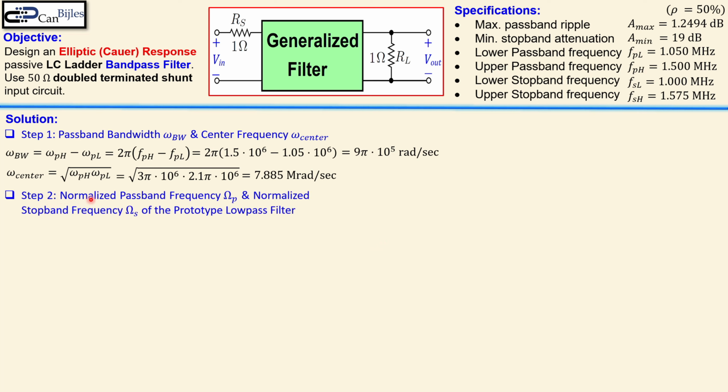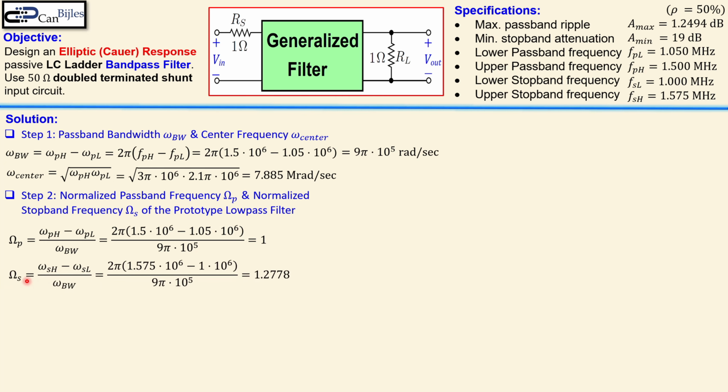Step 2 is calculate the normalized passband frequency and also the normalized stopband frequency. We will use this shortly in the future steps, and this will be now done for the prototype low pass filter, because we will do in the later steps also the transformation from the low pass to bandpass filter. Now our normalized passband frequency in the capital letter omega is given by this expression. You see again the difference between the upper and the lower passband and then divided by the bandwidth we just calculated. And this is actually always 1. This is just for completeness here.